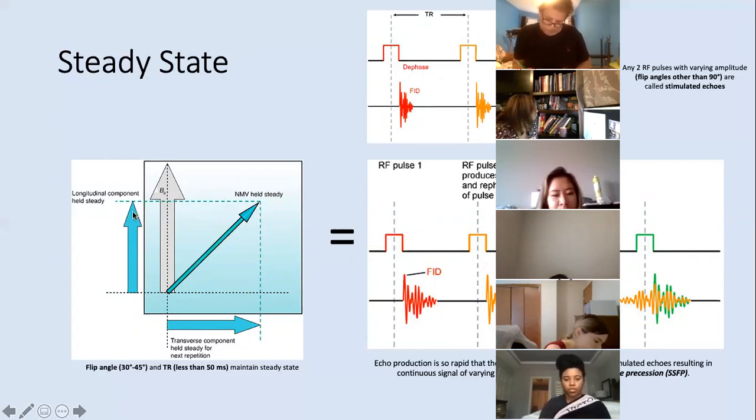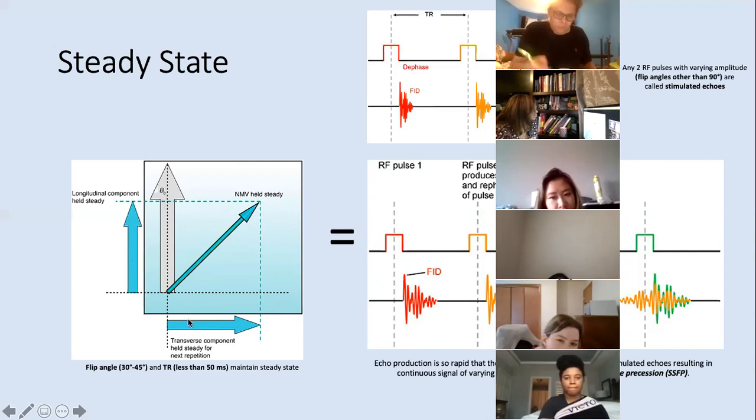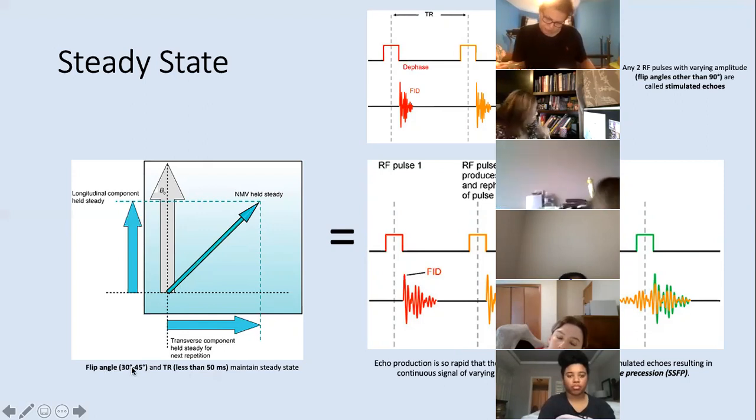When you have an oblique vector, back to our first unit, it can be broken down into two component vectors, a y-axis vector and an x-axis vector. They're not going to be as long as this oblique vector, but you'll have a component in each plane. That's what's happening in the steady state. This transverse component is equal or steady to this longitudinal component. This is done by selecting a very short TR, less than 50 milliseconds, and a flip angle in the range of 30 to 45 degrees.